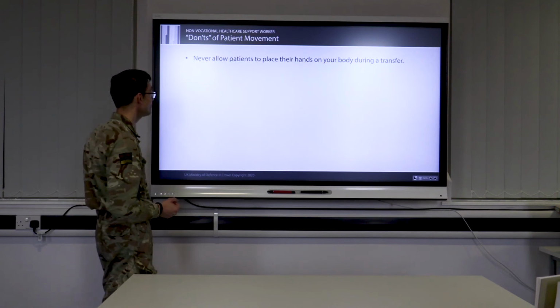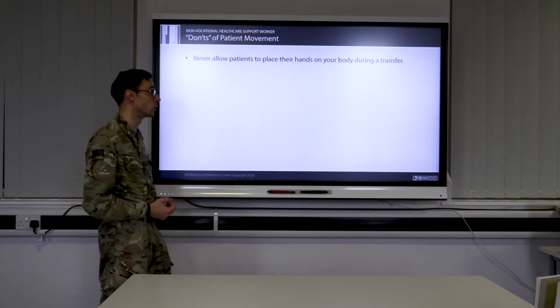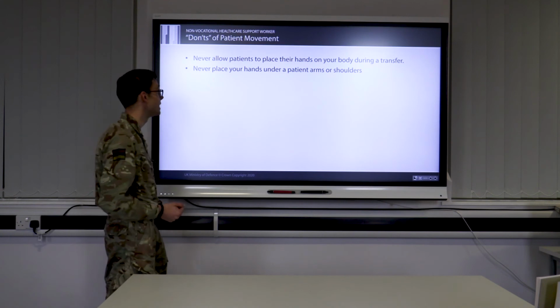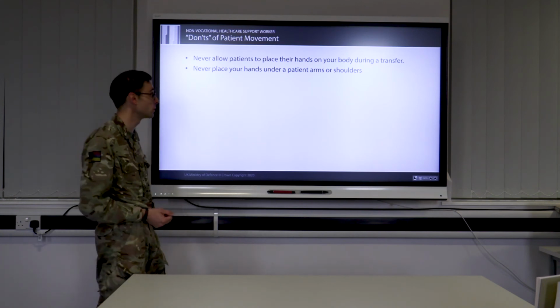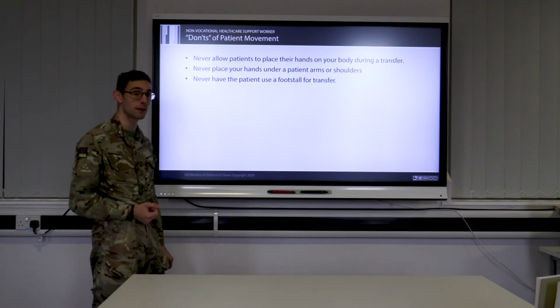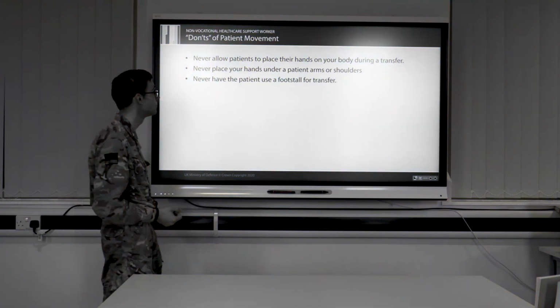Some don'ts: never allow patients to place their hands on your body during a transfer. Never place your hands under a patient's arms or shoulders. Never have the patient use a footstool.